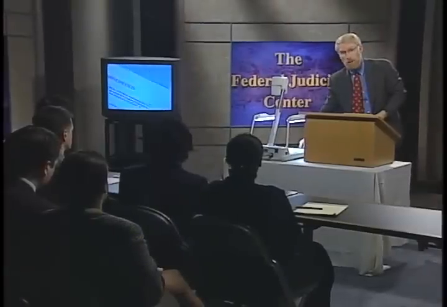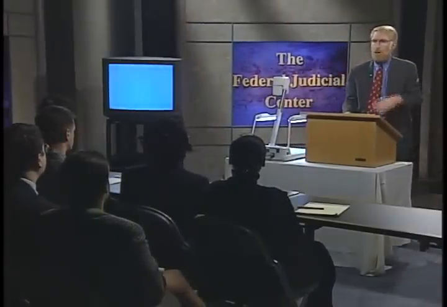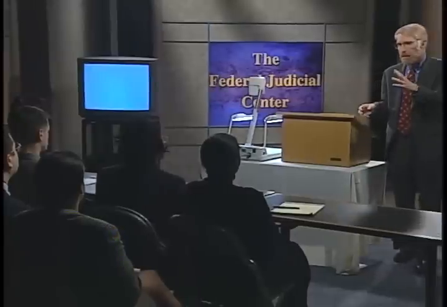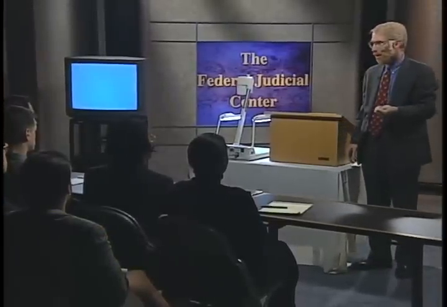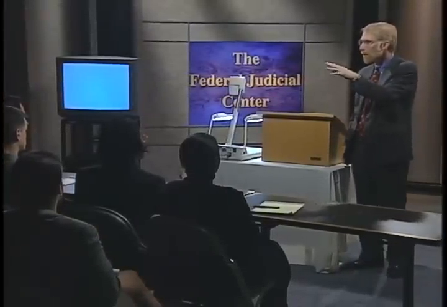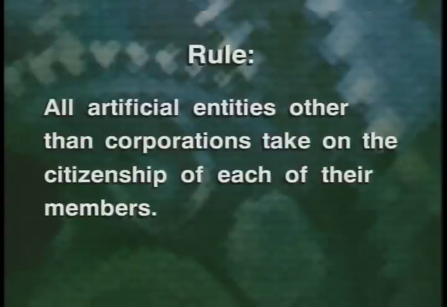Now that gets us through corporations, but that's not the whole answer. So I'm now about to tell you a rule that will assist you in your jobs as sentinels at the door, a rule in which many times the lawyers and occasionally even the judges don't catch the absence of jurisdiction through the visitor's door. Here's the rule. All artificial entities other than corporations take on the citizenship of each of their members. And it's worth repeating. All artificial entities other than corporations take on the citizenship of each of their members.